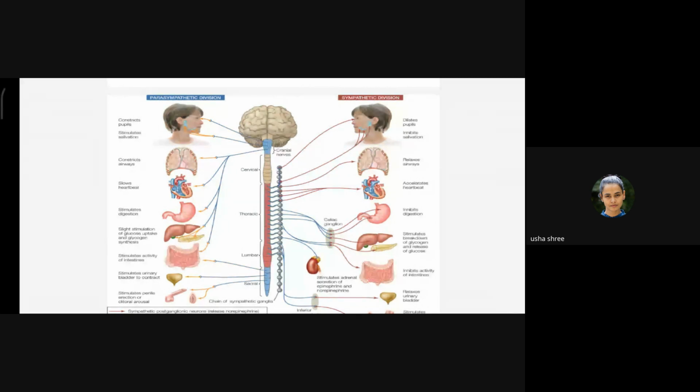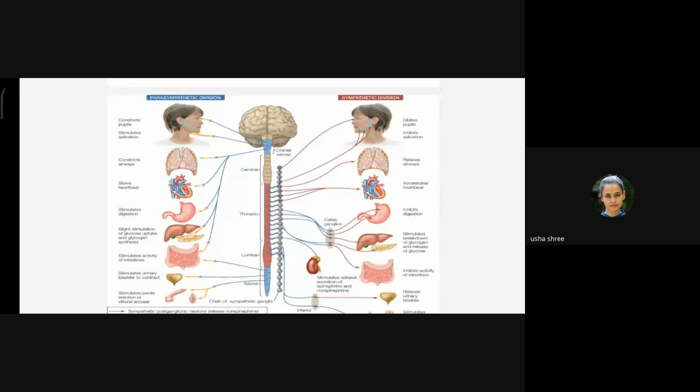Now you can see, just beside the spinal cord, a chain of sympathetic ganglia is depicted, meaning sympathetic neurons are depicted in blue color.